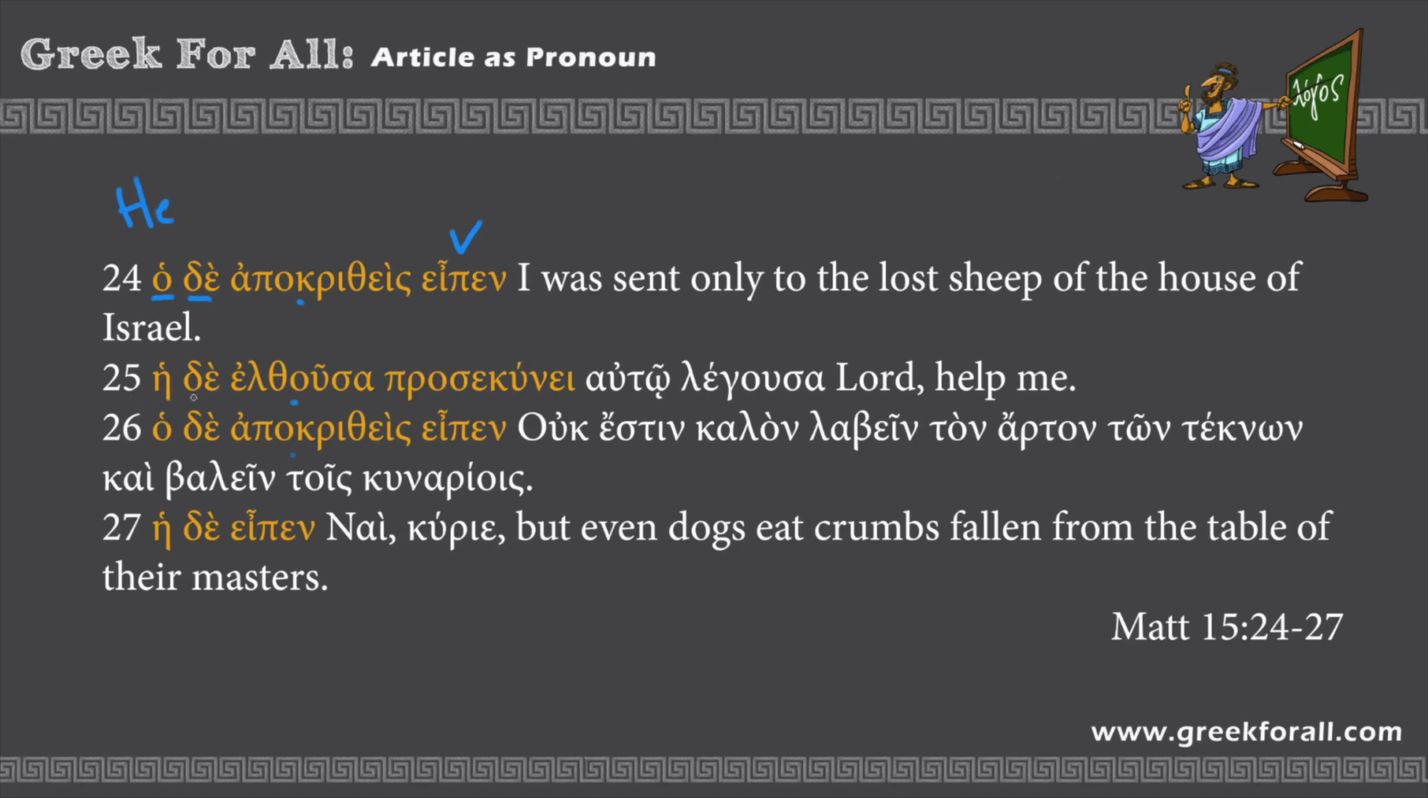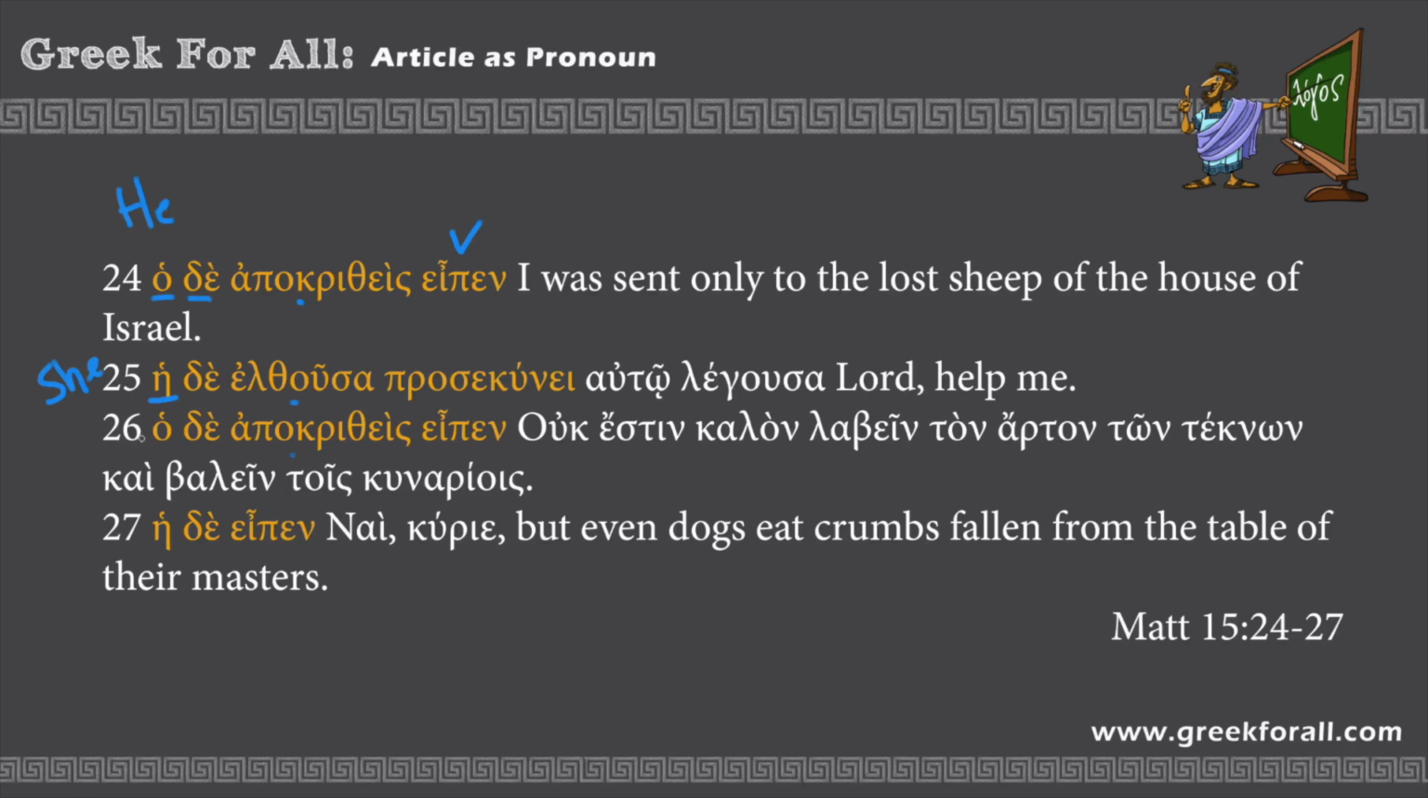Verse 25, we see the feminine definite article, which represents the woman, and we translate it as she. But she came and worshipped him, saying, Lord, help me. So again, even though we insert the participle here, what's important for us that this definite article does not have a noun to modify. Like in all of this, there is no noun to modify. It actually modifies this participle, and we translate it as but she came and worshipped him, saying.